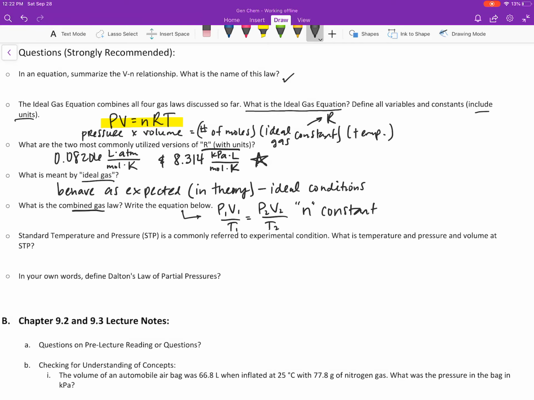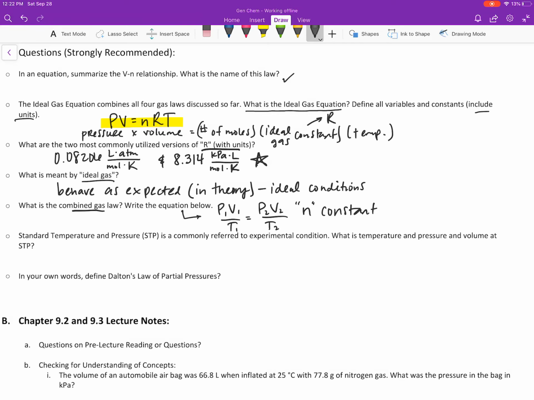So the question that we have here says the volume of an automobile airbag was 66.8 liters when inflated at 25 degrees Celsius with a mass of 77.8 grams of nitrogen gas. So remember, this is a diatomic, meaning it does not exist by itself as a lone nitrogen. It's going to find another nitrogen and pair up and make nitrogen gas. And it wants to know what is the pressure in the bag in kilopascals.